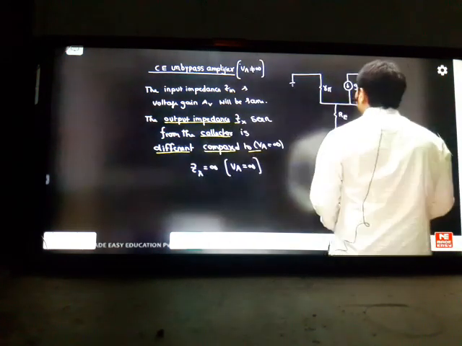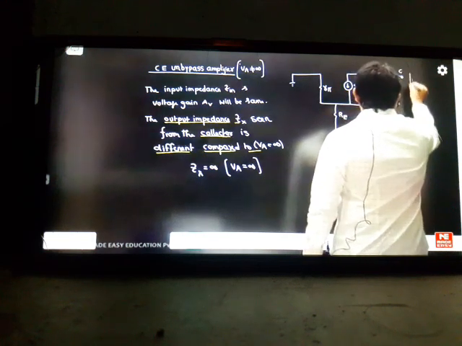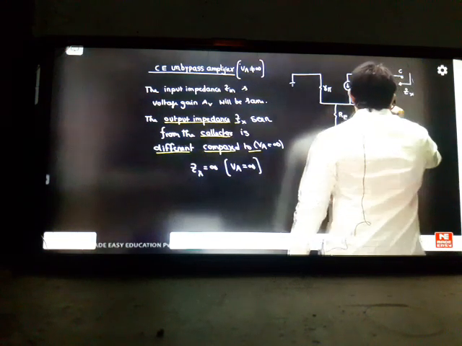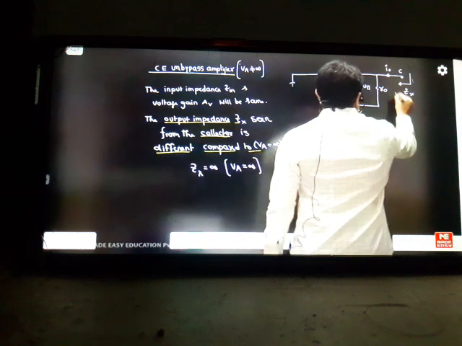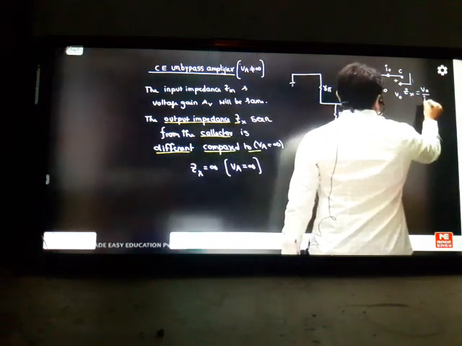We have some RE resistance, and we are taking the output from the collector. He is asking you, please calculate the ZX. With this current you will take it as some I0 current, and this voltage we will take as a testing voltage, V0. So what is the ZX here? It is V0 by I0 that we have to solve.